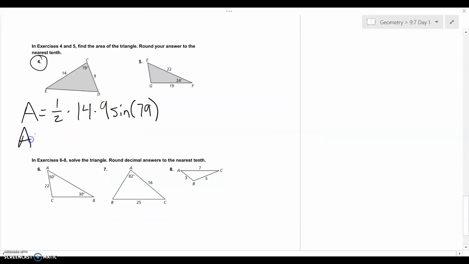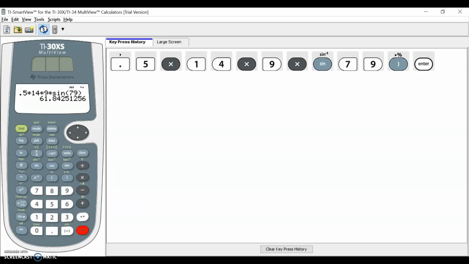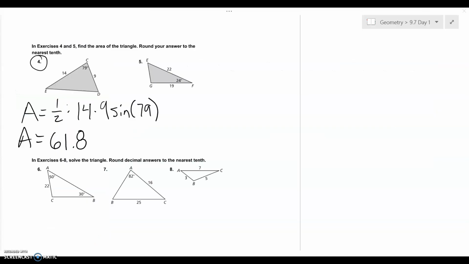So we'll jump back here. Our area is 61.8. And again, you can see the half, 14, 9 sine of 79. We'll jump back to the calculator. That's what I plugged in, and I got a 61.8. So using the equation, it's not too bad, particularly if you're given the two sides and the angle in between.